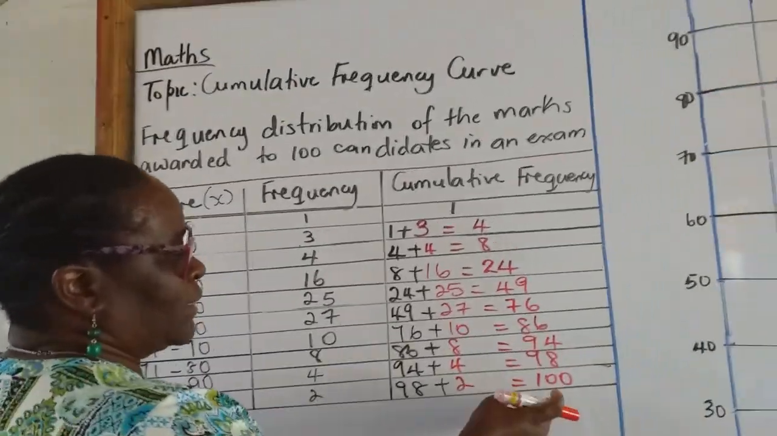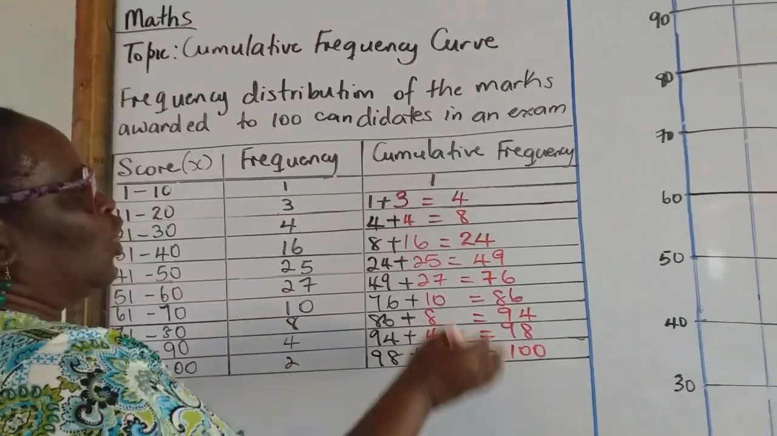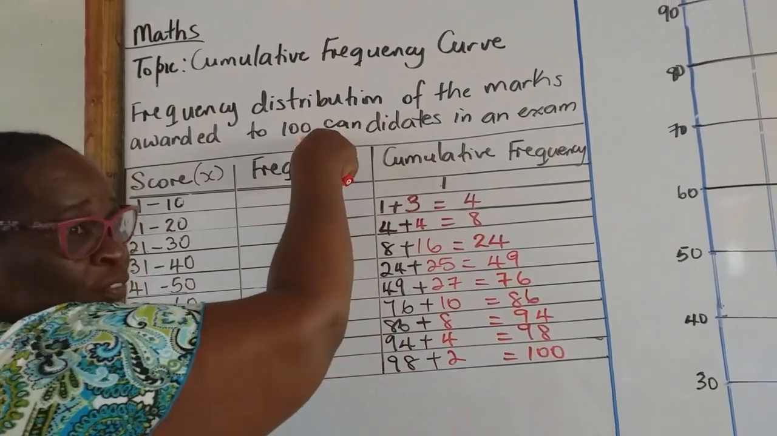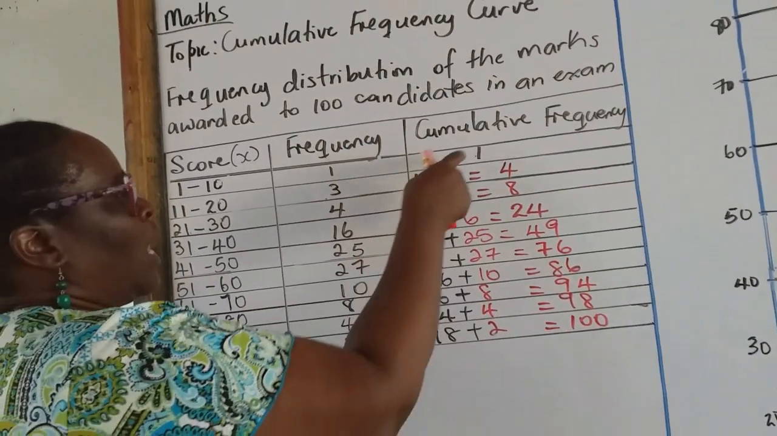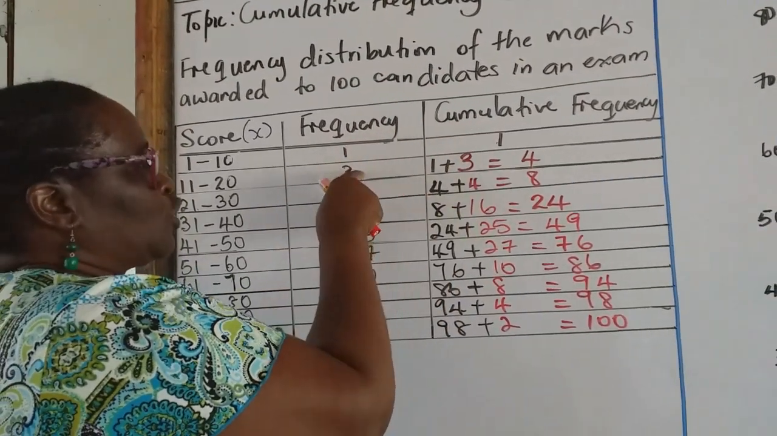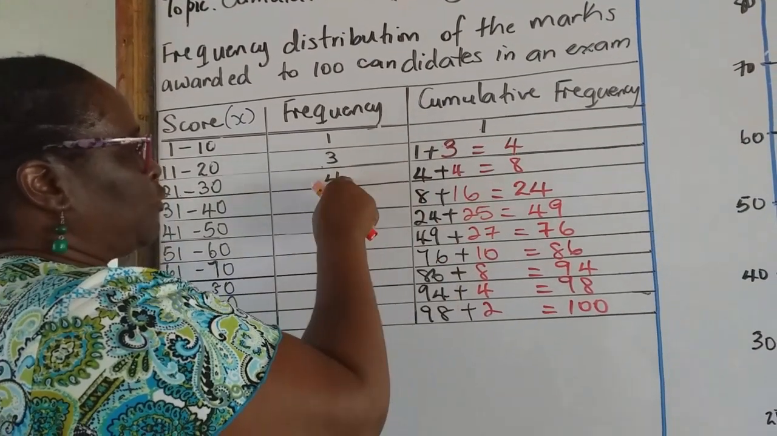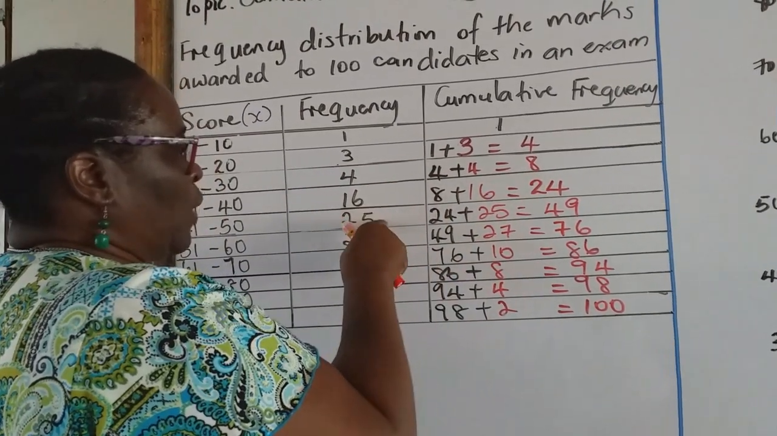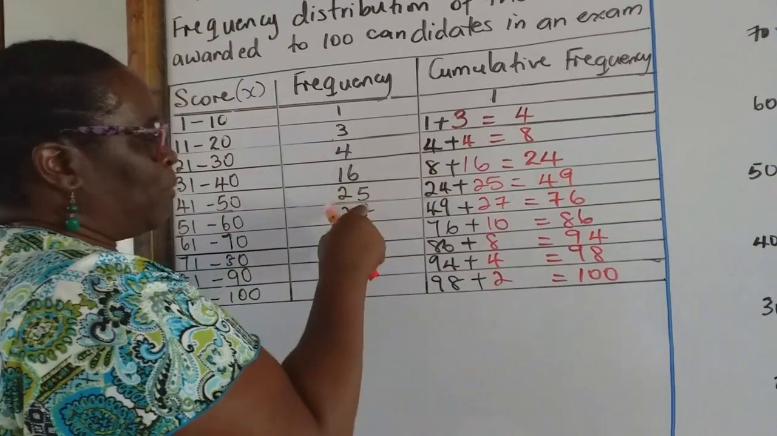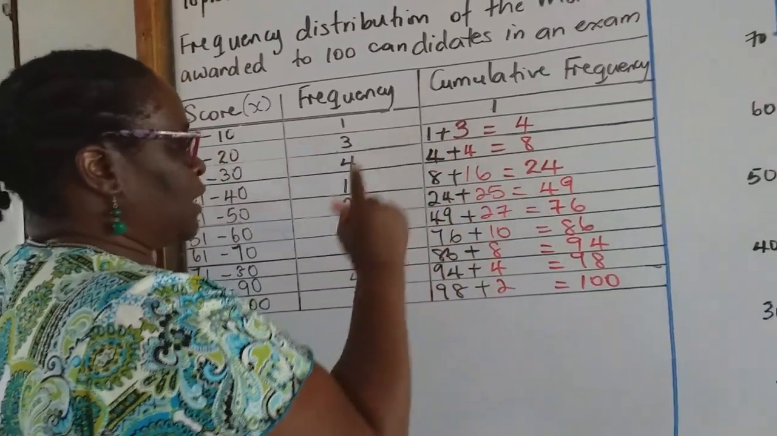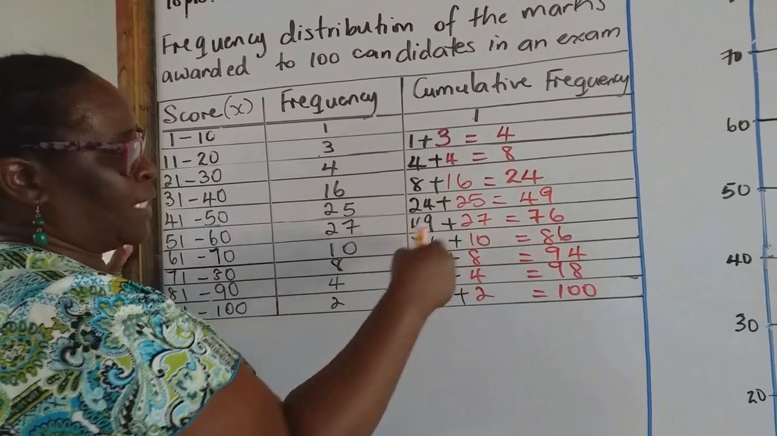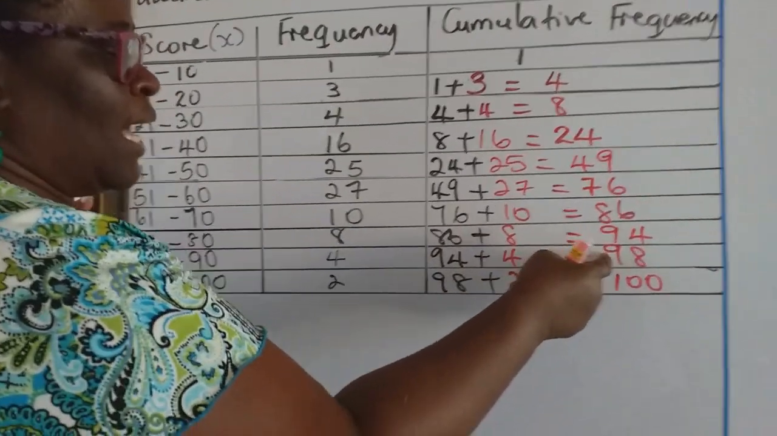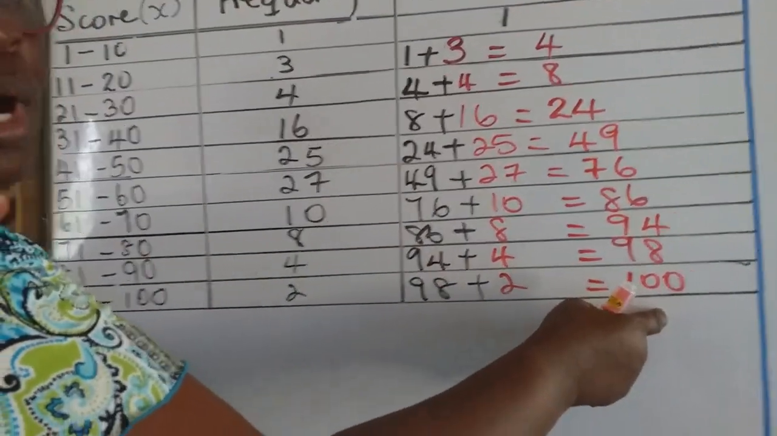And then for us to get the cumulative frequency, we add the frequency each time. And we must end up with the total number of candidates that we are given. So we started with 1, then 1 plus 3 gives us 4, then 4 plus 4 gives us 8, 8 plus 16 gives us 24, and then 24 plus 25 will give us 49, 49 plus 27 will give me 76, 76 plus 10 gives me 86, 86 plus 8 will give me 94, 94 plus 4 will give me 98, and 98 plus 2 will give me 100.